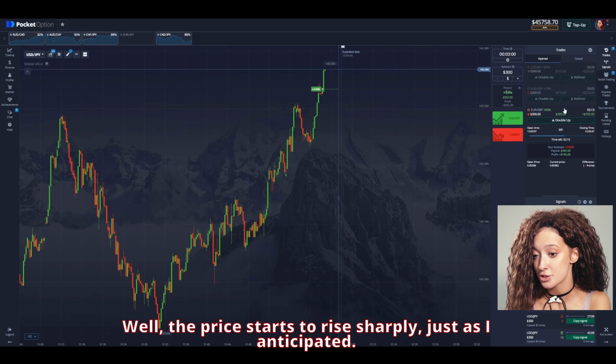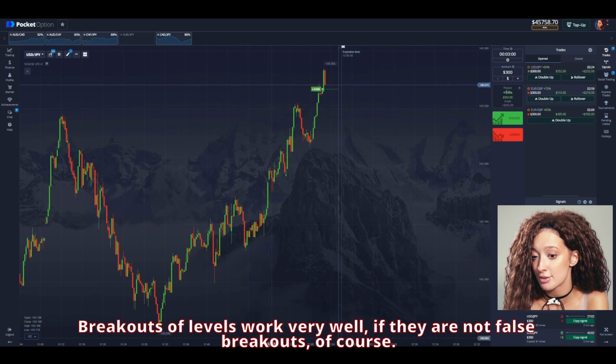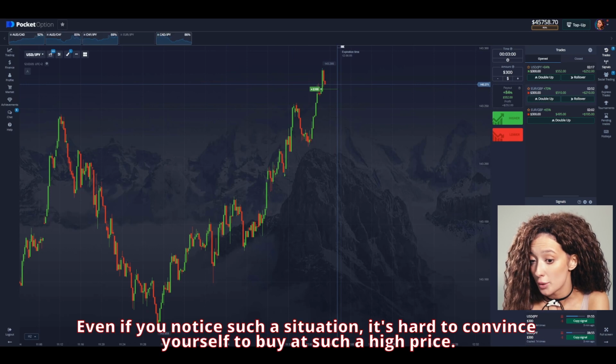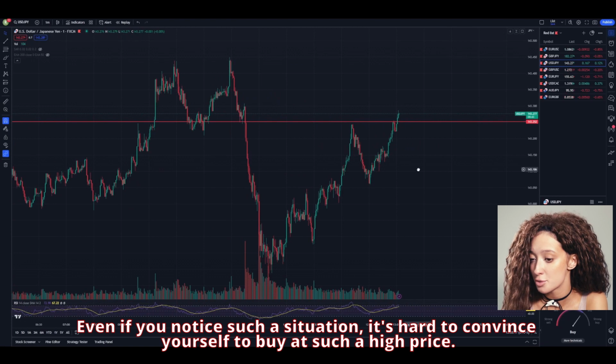Well, the price starts to rise sharply, quite unanticipated, so breakouts of levels work very well, if there are no false breakouts, of course. Even if you're in such a situation, it's hard to convince yourself to buy at such a high price.